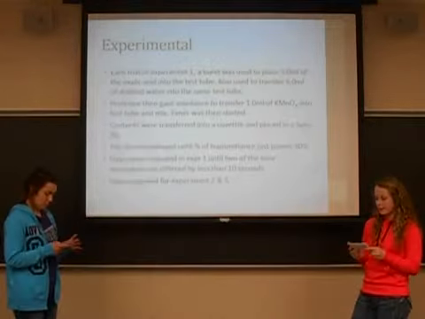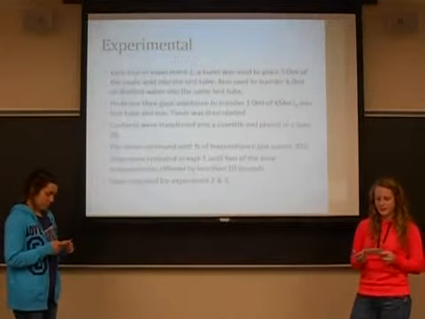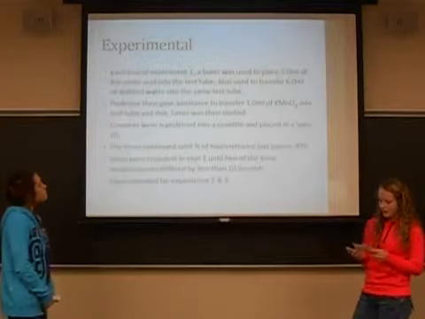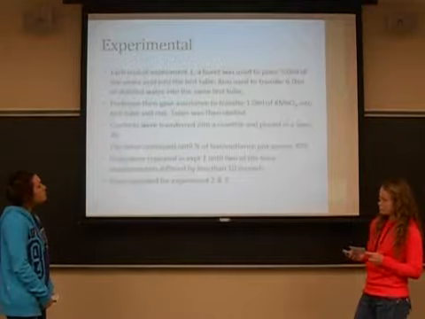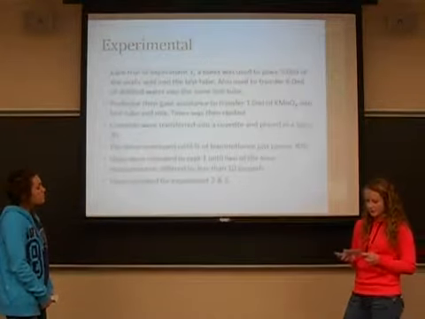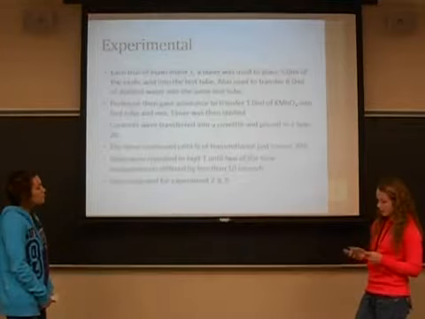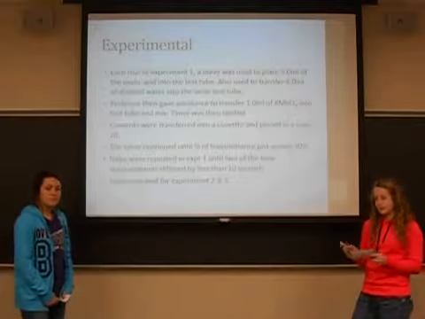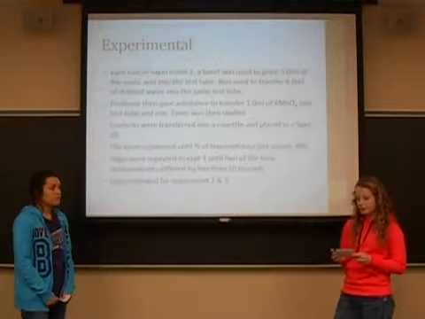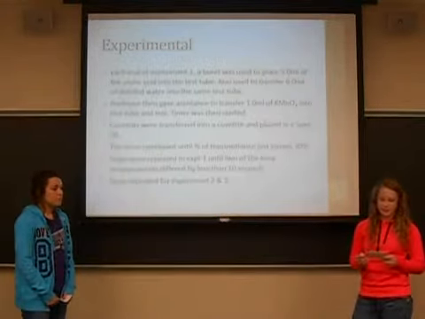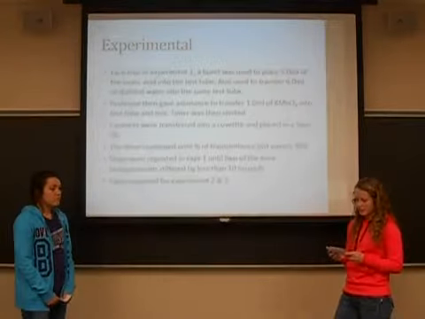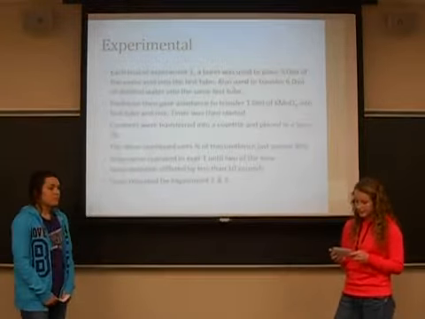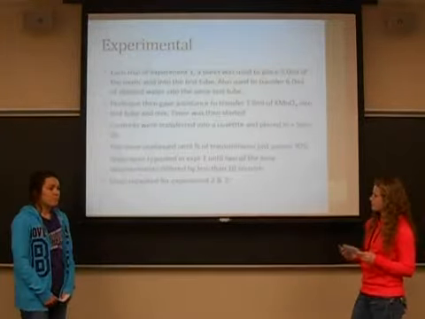Using a burette, 5 milliliters of oxalic acid was put into a test tube, and then 6 milliliters of distilled water was added to that same test tube using a burette. The professor then gave assistance to transfer 1 milliliter of the KMnO4 into a test tube and mixed. The timer was then started. The contents were transferred into a cuvette and put in a Spec 20. The timer continued until the percent of transmittance passes 30%. The steps were repeated in experiment 1 until 2 of the time measurements differed by less than 10 seconds. The steps were then repeated for experiment 2 and 3.